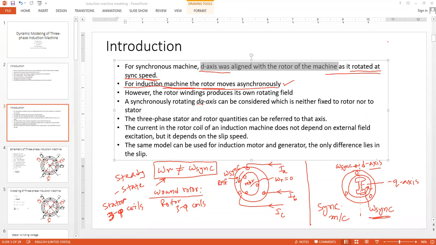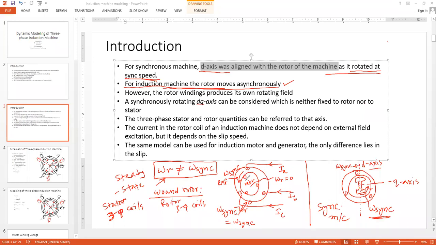So at the very beginning, the relative speed between the rotating magnetic field and the rotor itself is maximum. Omega synchronous minus omega r, with omega r being 0, so the difference is omega synchronous when the rotor is stationary. Because of this relative speed, the rotor coils would get the maximum induced voltage.